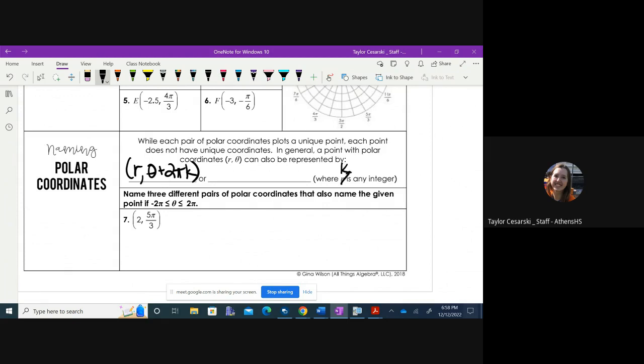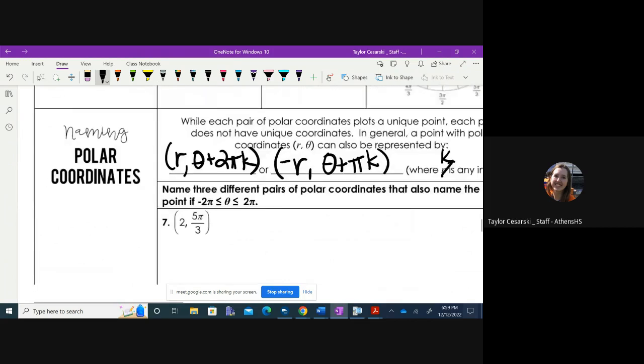where I add 2 pi a number of times or I subtract 2 pi a number of times. Now, you could also represent this as a negative r, thinking you're directly across the circle, theta plus pi k. Okay, and we're going to look at this in a second. Let's do a couple examples, and hopefully this will make more sense.